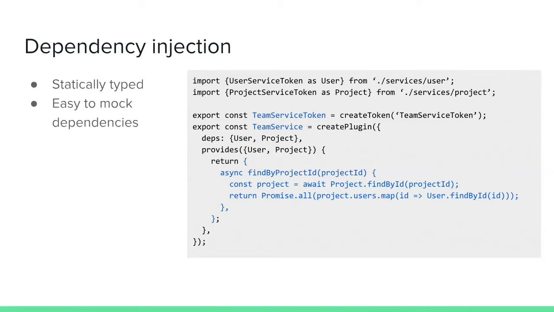And another thing is that all of these are statically typed with Flow.js. And that means that if you're injecting the wrong thing or trying to use a method that doesn't exist, then you can get a warning right in your editor saying, oh, you're using the wrong thing. And that accelerates the development process.